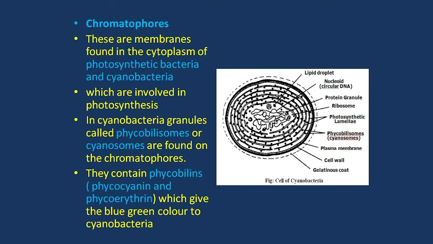Chromatophores. These are membranes found in the cytoplasm of photosynthetic bacteria and cyanobacteria. They are involved in photosynthesis. In cyanobacteria, granules called phycobilisomes or cyanosomes are found on the chromatophores. They contain two pigments which are together called phycobilins. The pigments are phycocyanin and phycoerythrin. Since there is more of phycocyanin, it gives a blue-green color to the cyanobacteria.